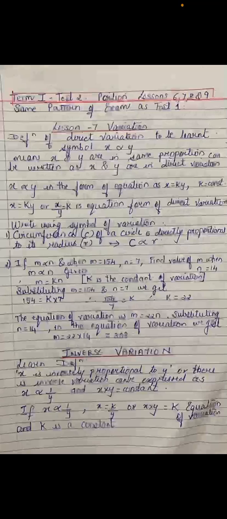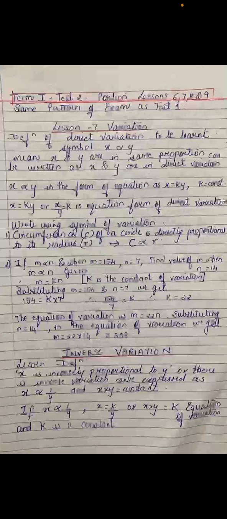Write using symbol of variation. For example, circumference c of a circle is directly proportional to its radius r. Therefore, c varies directly as r. Now, if m and n are in direct variation, when m is equal to 154, n is equal to 7, find the value of m when n is equal to 14. Now, we know that m directly varies as n, which is given. So, m is equal to kn, where k is a constant of variation.